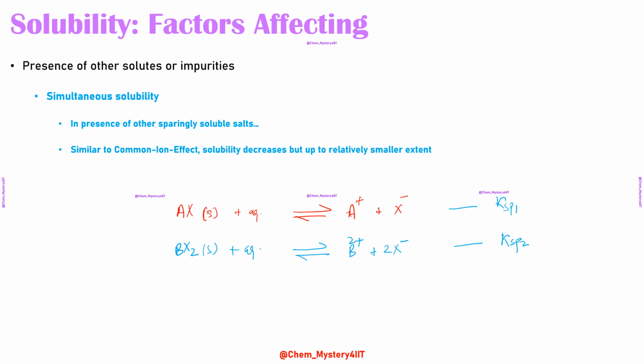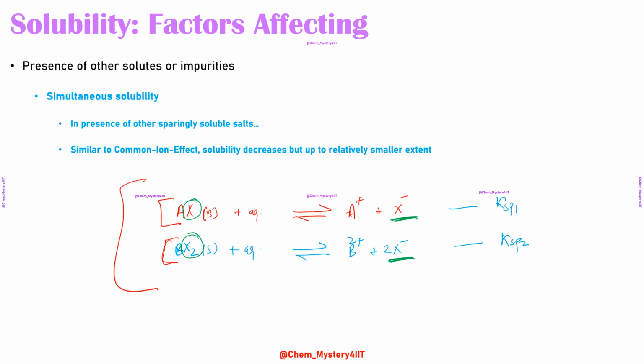Now, if in the beginning the solubility of AX was the square root of KSP1, in the presence of another salt, BX2, the solubility is going to decrease in comparison to that. So we are trying to say, whenever we have one ion common in two different salts, and both of these behave as weak electrolytes, then the solubility of either AX or BX2 is going to decrease. That is the case of simultaneous solubility.